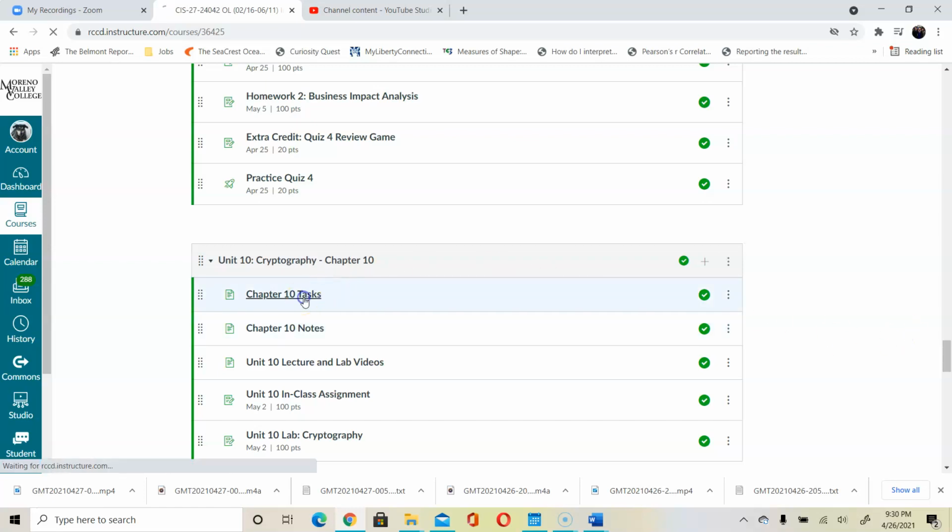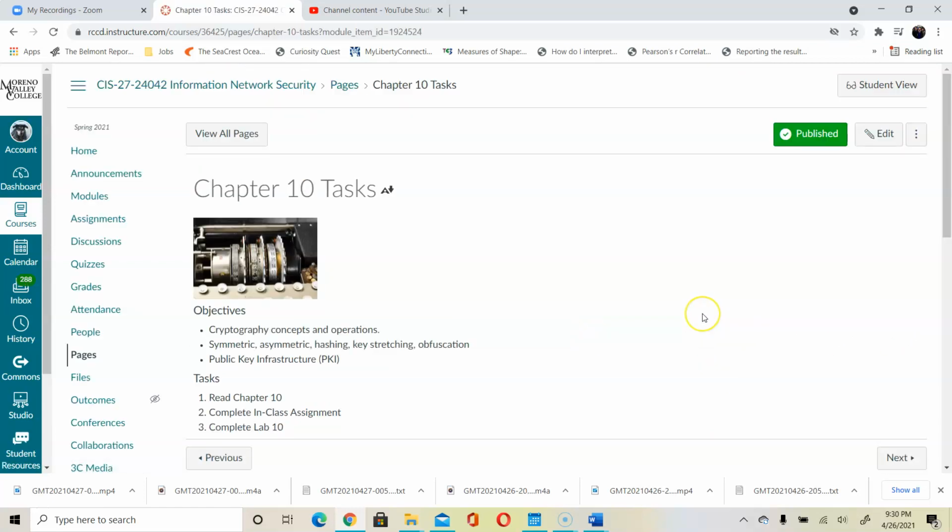When you look at Canvas, you can look at the task. This week, we are going to cover cryptography concepts. We're going to talk about symmetric, asymmetric, hashing, key stretching, obfuscation, and also PKI. And we are to read the chapter, view the videos, complete the assignment, and then complete Lab 10.